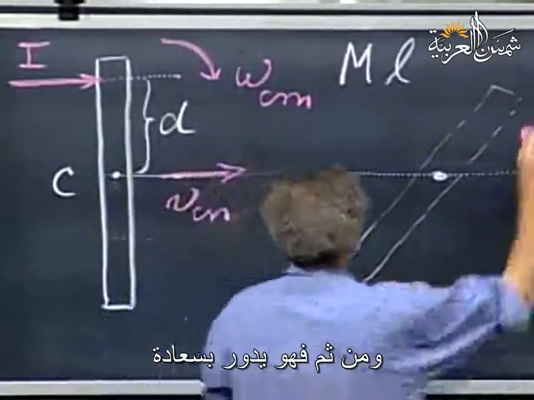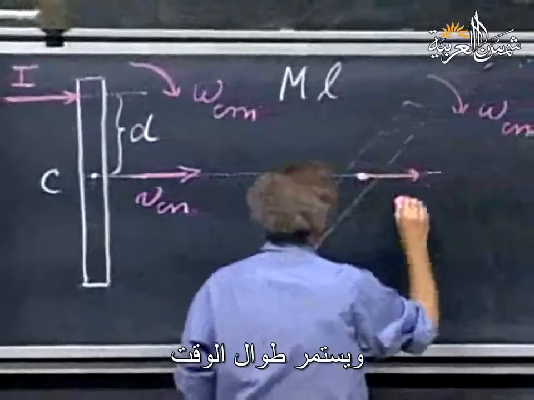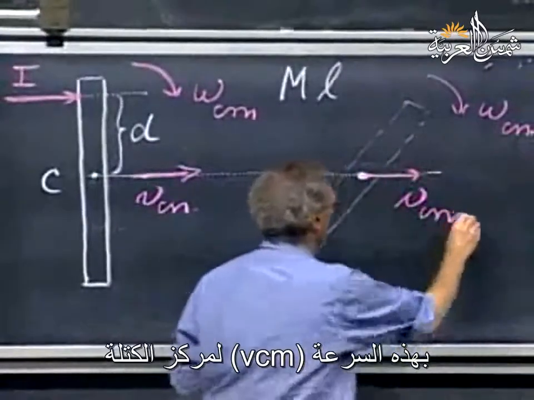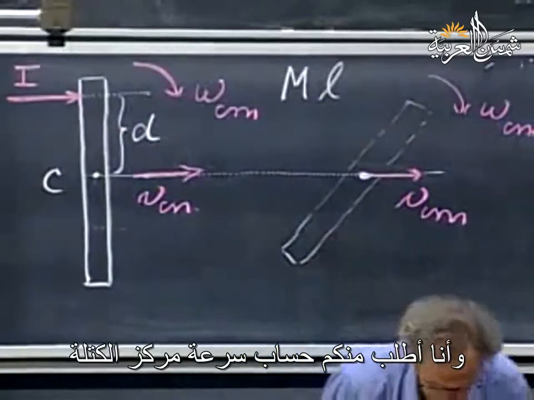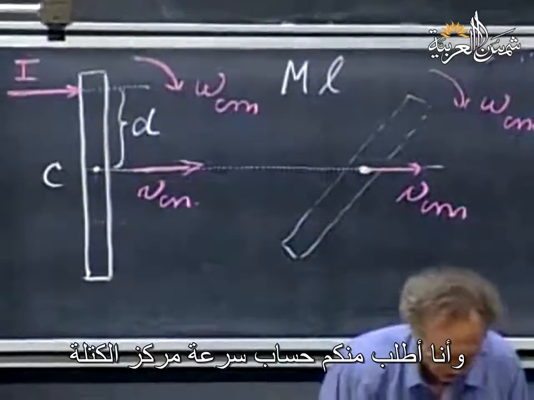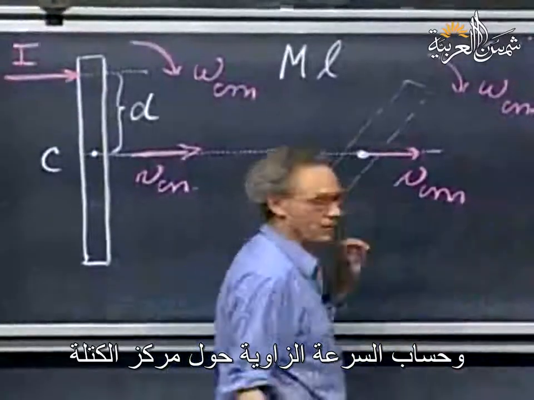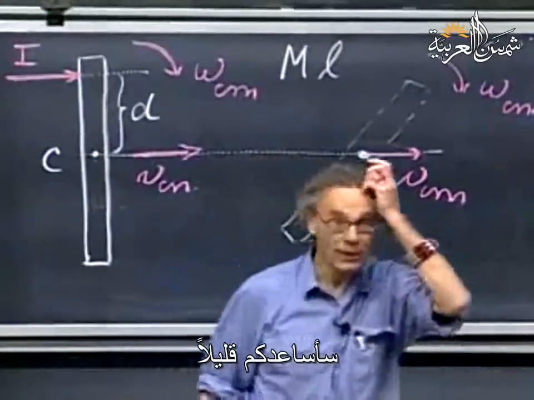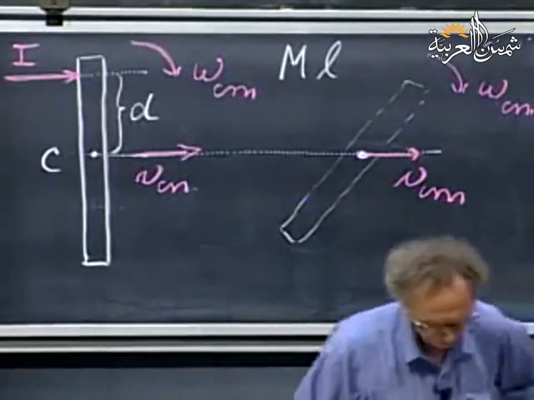And then it is happily rotating with that angular velocity omega c, and continues all the time with that velocity v center of mass. And in that problem, I'm asking you to calculate the velocity of the center of mass and to calculate the angular velocity about the center of mass. Well, I'll help you a little bit, and I hope that pivot will help you a little more.